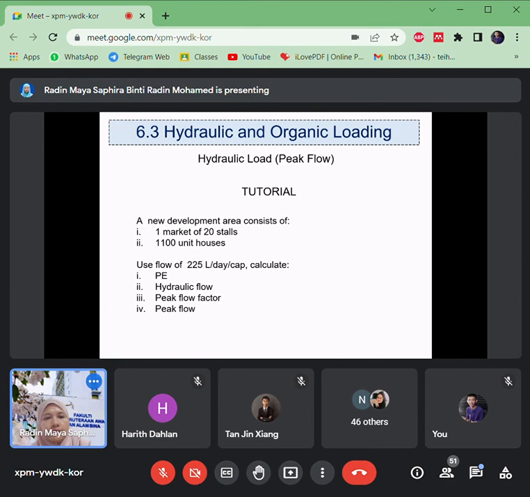Okay, you can try here for the tutorial. One market of 20 stalls and 1,100 unit houses. Here you can calculate the PE, hydraulic flow, peak flow factor and peak flow. It's easy. How do you want to calculate this?